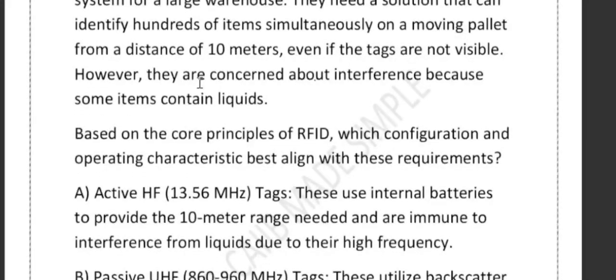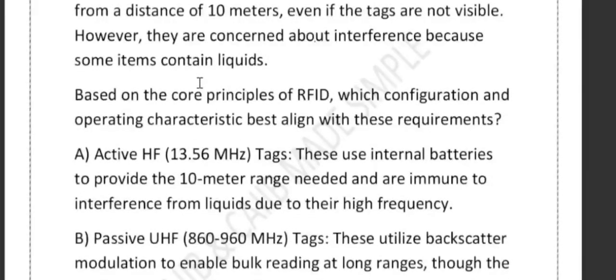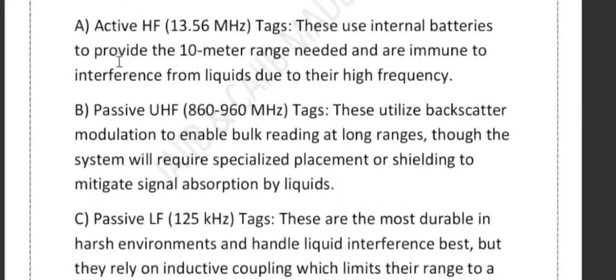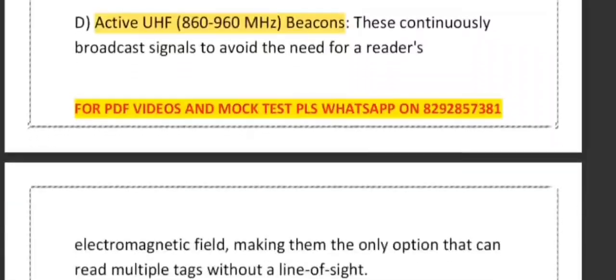Basically, this is a logistic company. They need an automated sorting system that can identify hundreds of items on a moving pallet from 10 meters away, even if tags are not visible, and some items contain liquid also. So which RFID configuration works best? The configurations mentioned are: the active HF 13.56 megahertz tag; second, passive UHF 860 to 960 megahertz tag; then passive LF 125 kilohertz tag; and active UHF 860 to 960 megahertz beacons. These are the 4 options given, so you have to select the correct one. Friends, let's go through each and every option.